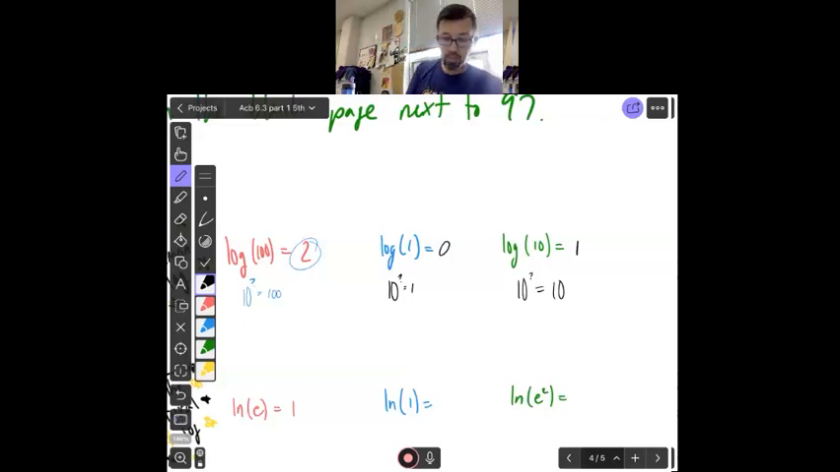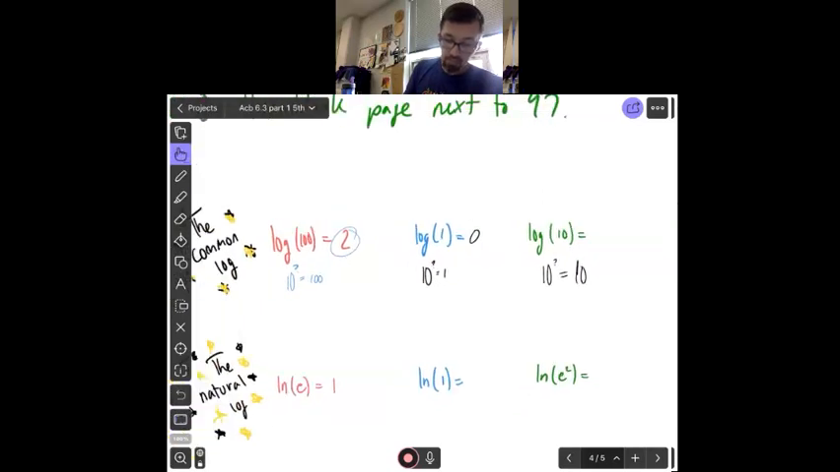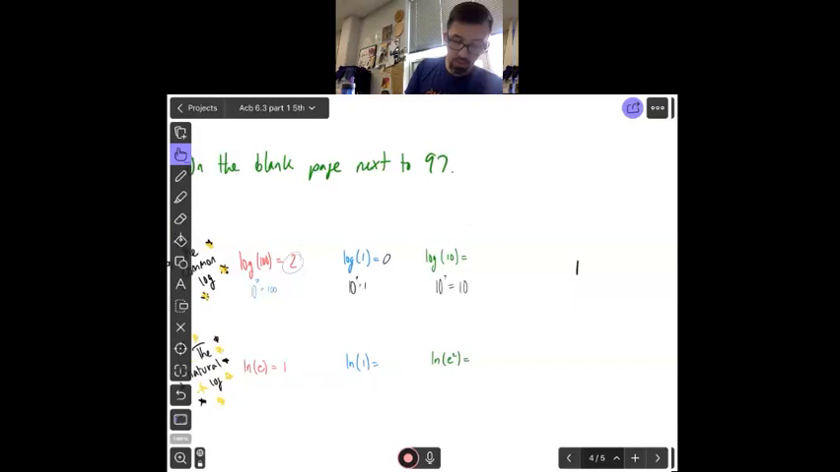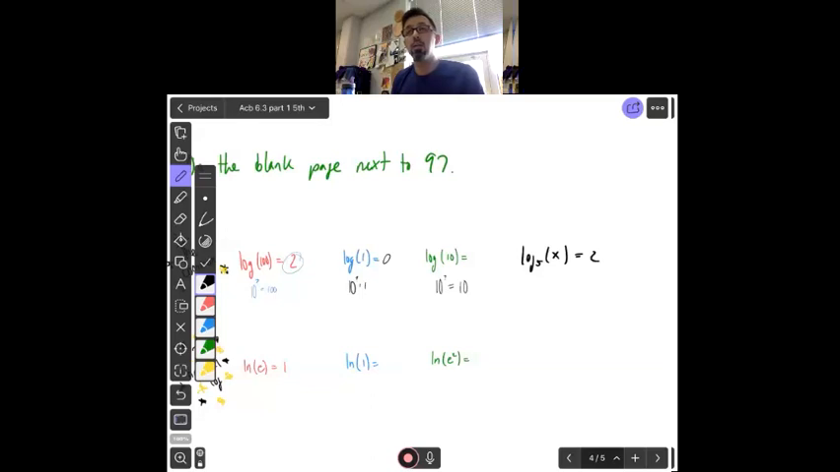Yeah, they're on the back of page 97. Or sorry, 96. We're just writing stuff down. So why we're doing this is because this is where we're headed. Log base 5 of x equals 2. How are you going to solve that?